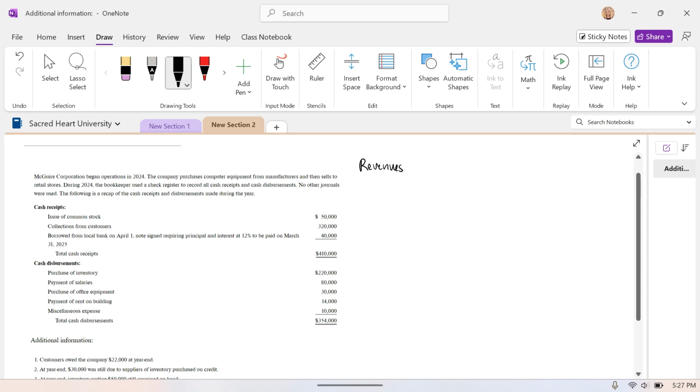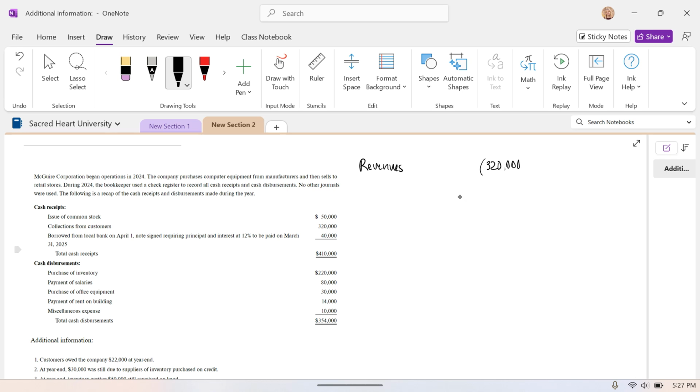So our revenues are going to be based on the cash receipts. Now, cash receipts from common stock are not revenues. Collections from customers, they are revenues. So that's our starting point. And then borrowings from bank are not revenues. So what do we need to increase revenues by?